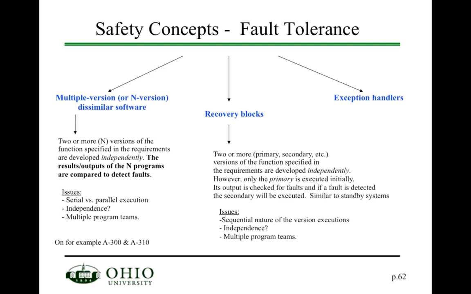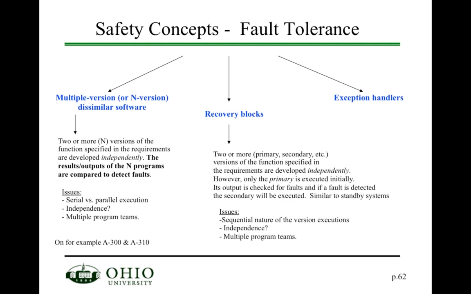So as I said before, you can have multiple versions. One of the things that you have to describe in this PSEC is what kind of safety concept you use. One thing would be the multiple version dissimilar software. In this case, you have 2 or more versions of the functions specified in the requirements, and their development is independent. And then you can still define how you're going to execute them. Do you execute them in serial or in parallel? And of course, you have to specify how you're going to guarantee the independence.